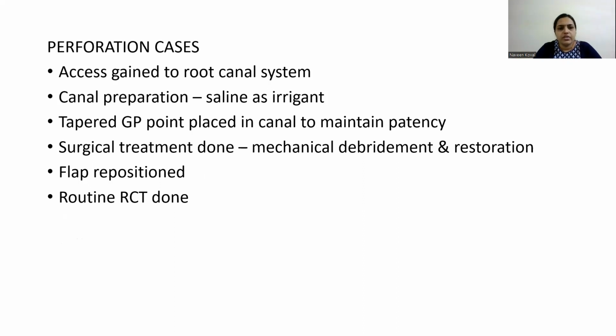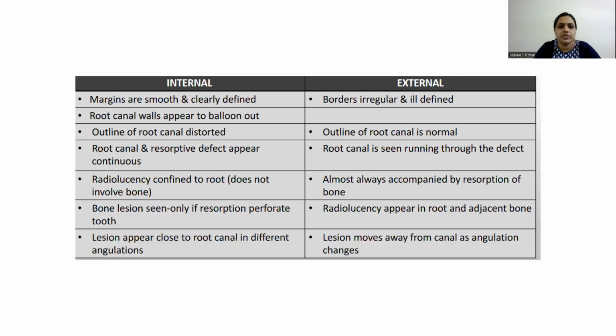But in perforation cases, we have to do access opening, then canal preparation, and saline can be used as irrigant. Then a GP point with Vaseline has to be placed in the canal to maintain patency. Then surgical treatment is done, which includes mechanical debridement and restoration. Then flap repositioning, then root canal treatment can be done. So this is the treatment option for perforation cases.